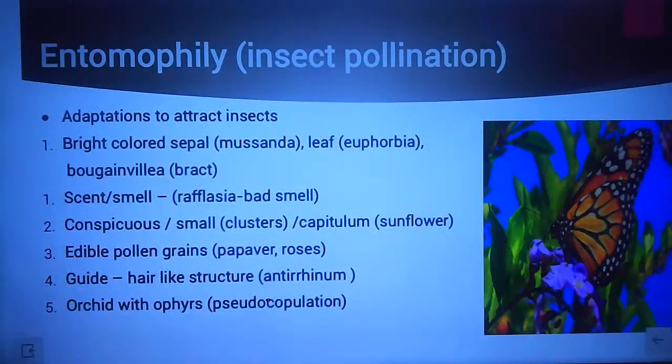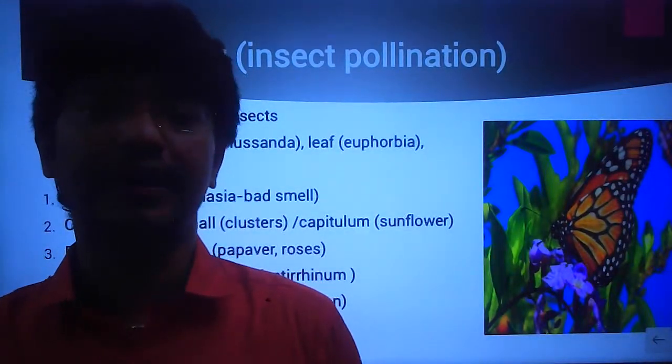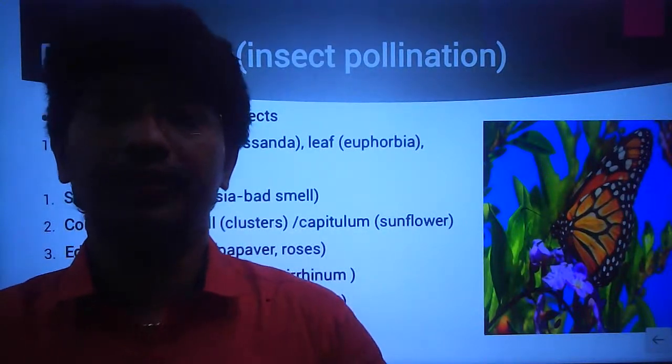So we're done with the air pollination and water pollination. So guys, we're done with the first part of the pollination. The next part we're going to discuss is cross pollination, that is entomophily, or insect pollination.